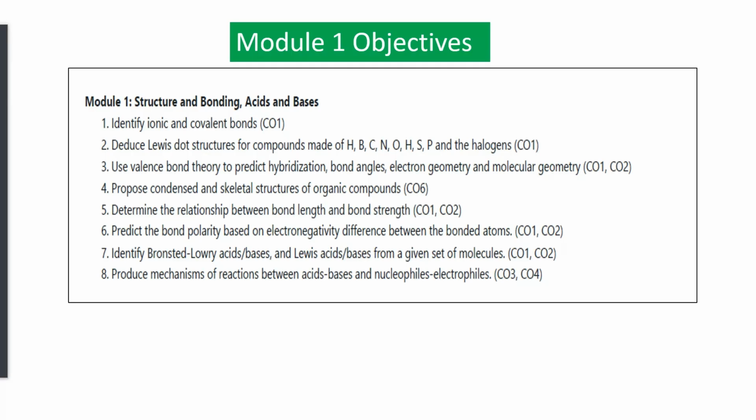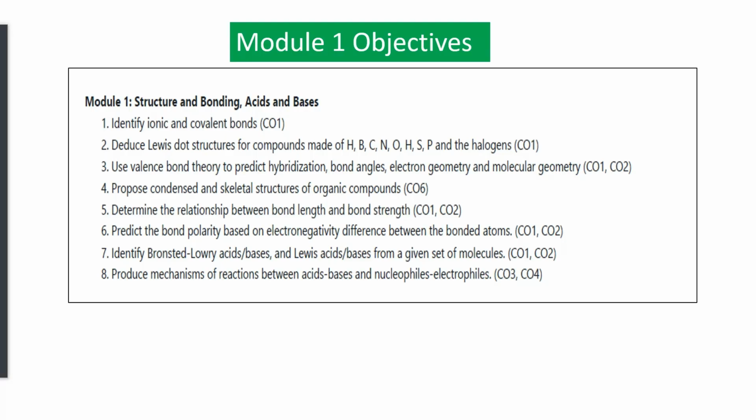Now, going to the objectives themselves, it starts pretty basic and pretty simple. So you'll identify ionic and covalent bonds. You'll deduce Lewis dot structures, and use valence bond theory to predict hybridization. And objective 4 is where I started to learn new stuff, because that's when I started to learn to write the condensed and skeletal structures.